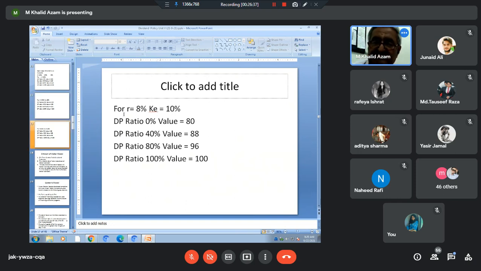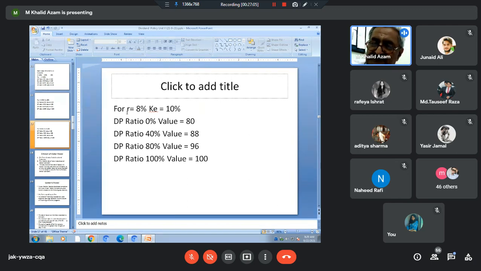Now see here. This is for the declining firm. R is 8%. Cost of equity 10%. R is less. Cost of equity is more. So your company is giving less return to the shareholder as compared to the cost of the fund, whatever the shareholder has given. So in this case, what will happen?